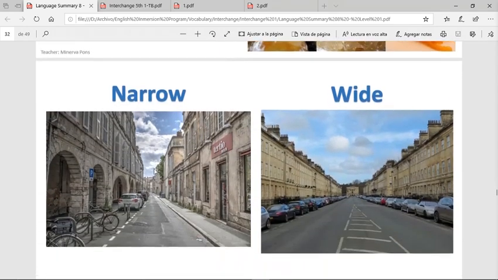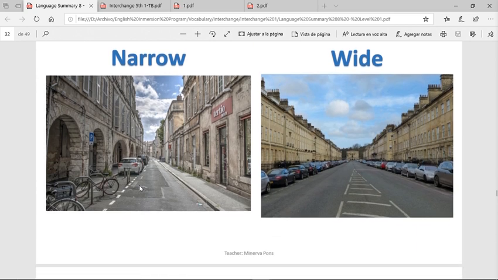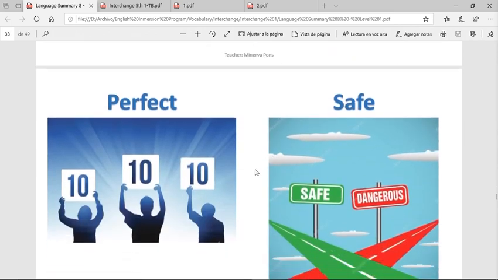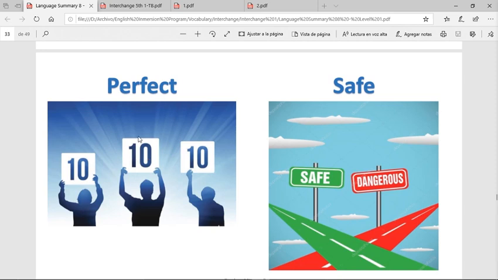Okay. Narrow. Narrow is something that is too short in width. You see this street. I can see that barely two cars can fit in here, like this one that is parked here and another one there. But this is narrow. This is too close to each other. And this is wide. It's the opposite. Here we have a lot of space, and here we have such a little space. Narrow and wide. Perfect. Perfect is something with no errors. So something that is perfectly good. It's just 10 out of 10.